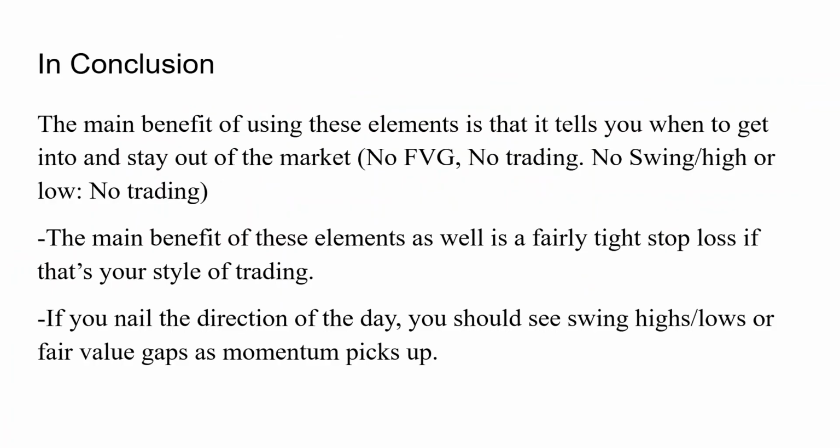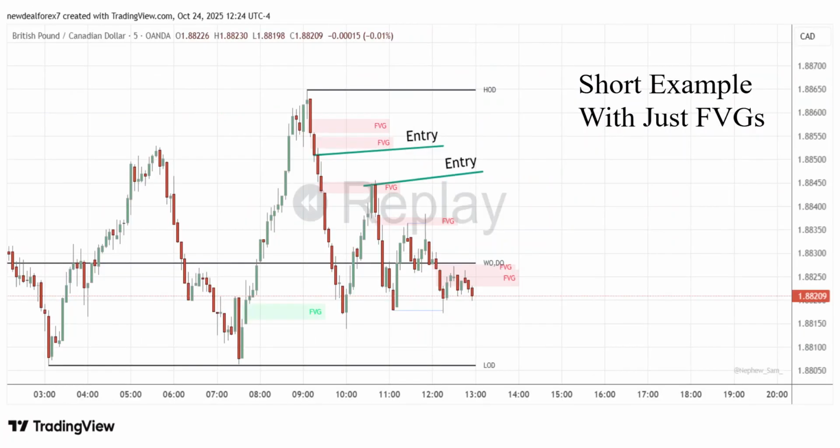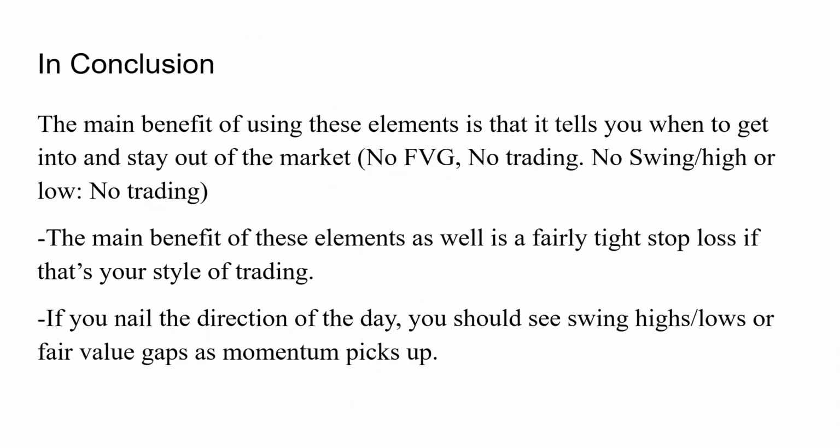So in conclusion, the main benefit of using these elements, either one of them or a combination of them, is that it tells you when to get into and stay out of the market. For instance, if there's no fair value gaps, you're not trading. There's only a few zones that you can trade here, either on the close or when price retraces into it. You're not trading down here, you're not trading down here, and you're definitely not trading down here. You stay out. You only get in narrow segments of the market so you can have those tight stop losses. All right, that's how that's supposed to benefit you.